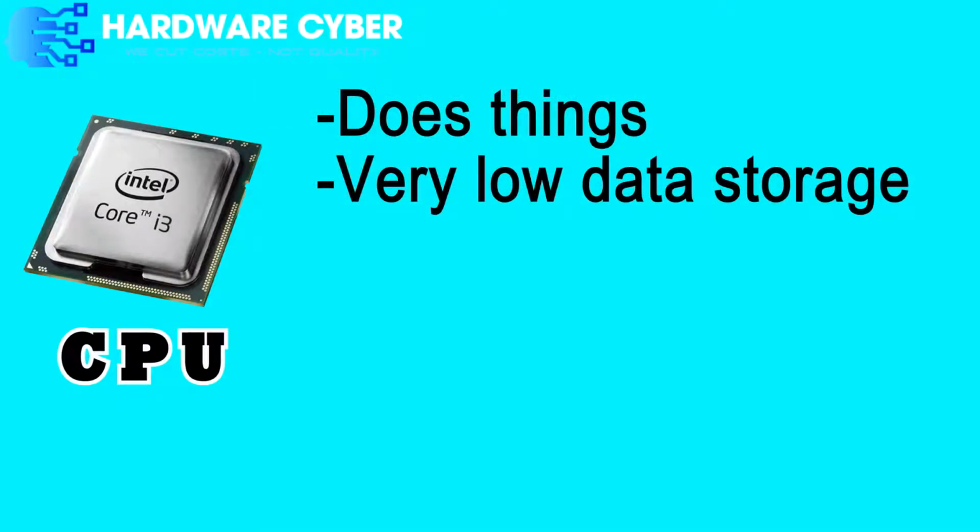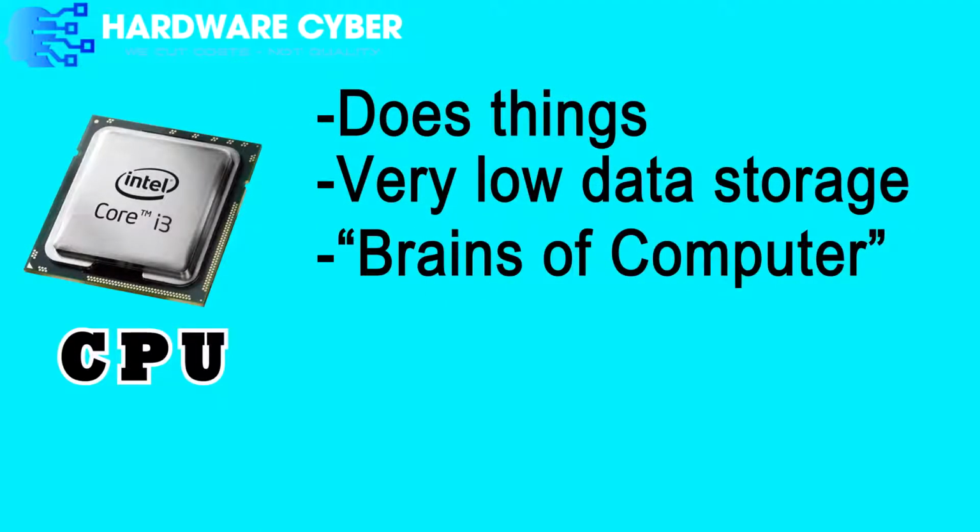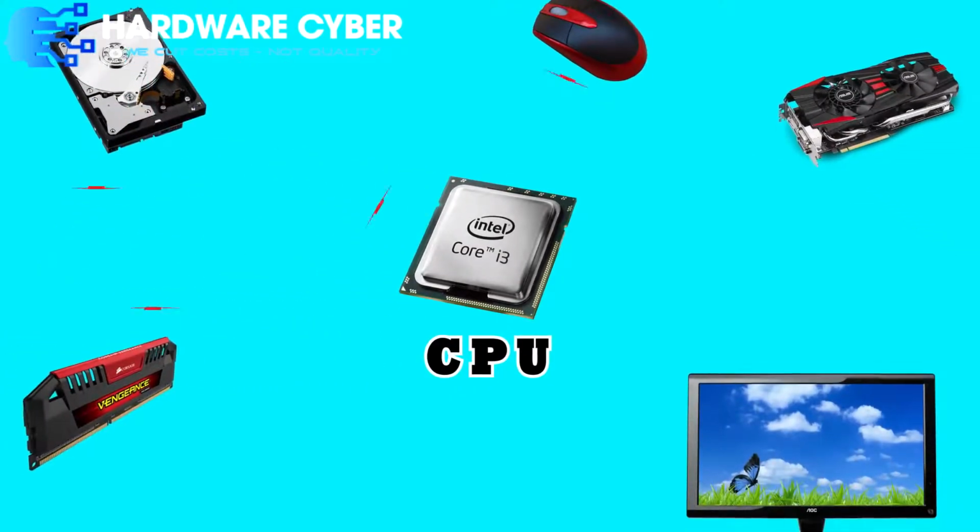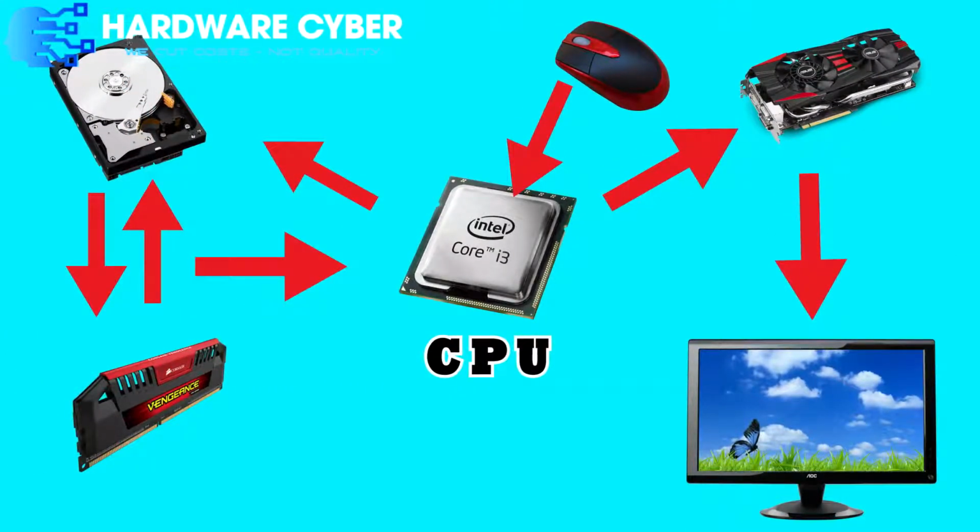It's often referred to as the brain of the computer. I personally don't like this description because really your entire computer is just a brain. It's just the center part of your computer's brain. Basically everything that happens in your computer goes through your CPU at some point.